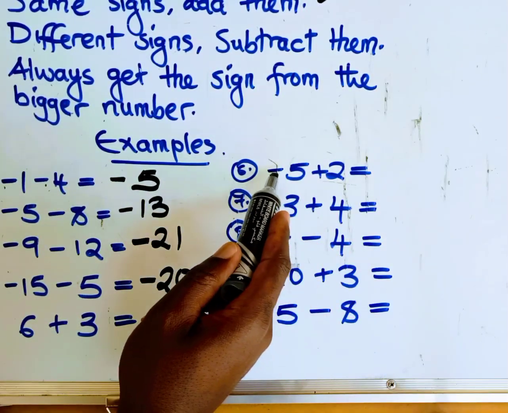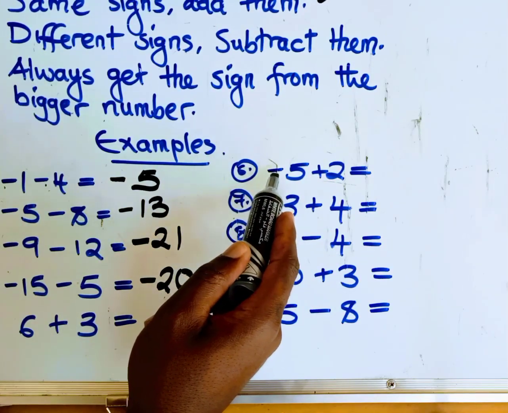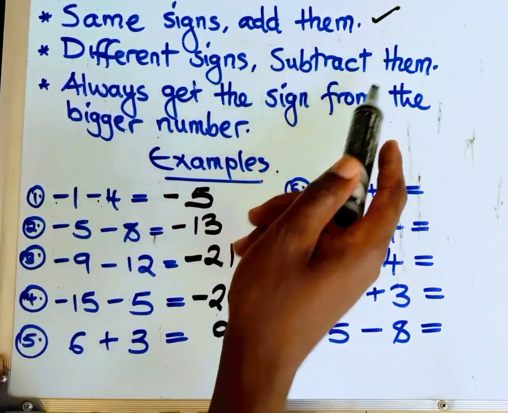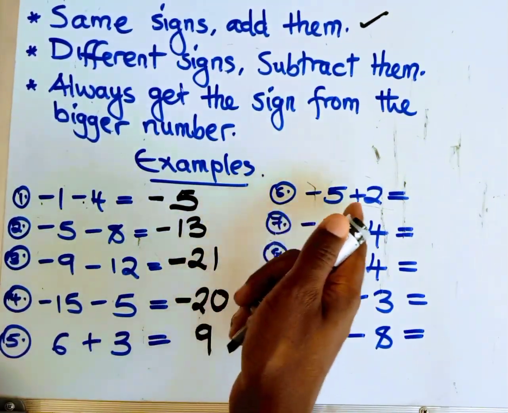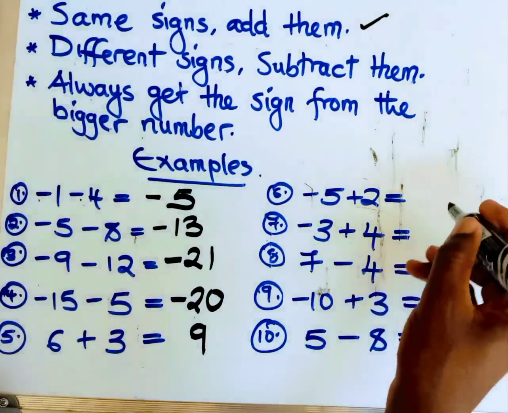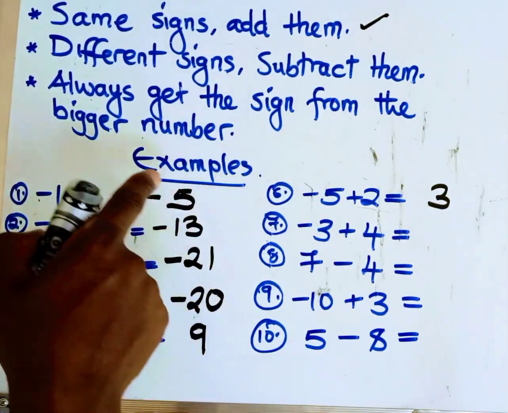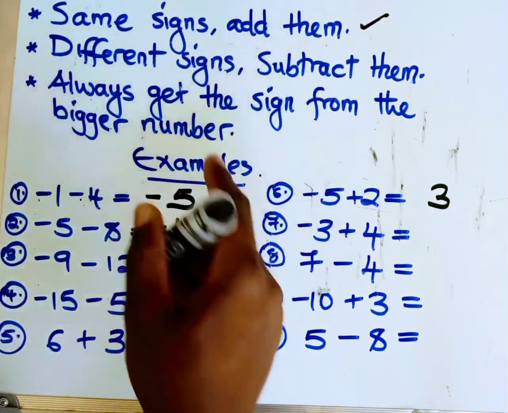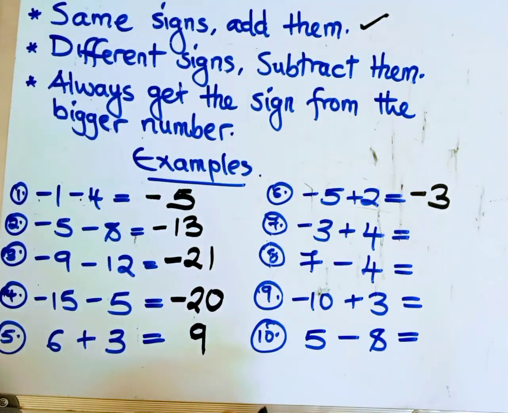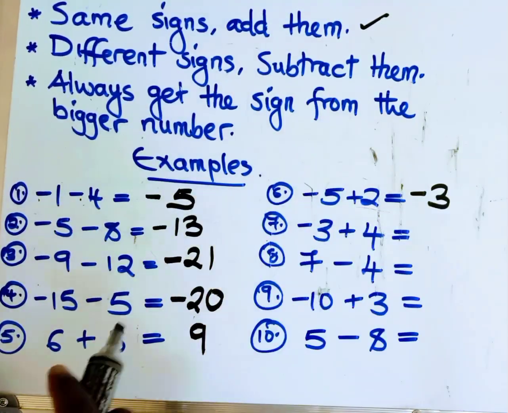Here, we have two different signs. We have a negative and a positive. You look at this, negative and positive. So what did we say? Different signs we subtract. So here we are subtracting. These are different signs. So we are saying from 5 we take away 2. It is what? It is 3. We get a 3. And then now, what did we say? We said always get a sign from the bigger number. So the bigger number is 5. So this is a negative 3. See that? Different signs, we subtract, and you always get a sign from the bigger number.